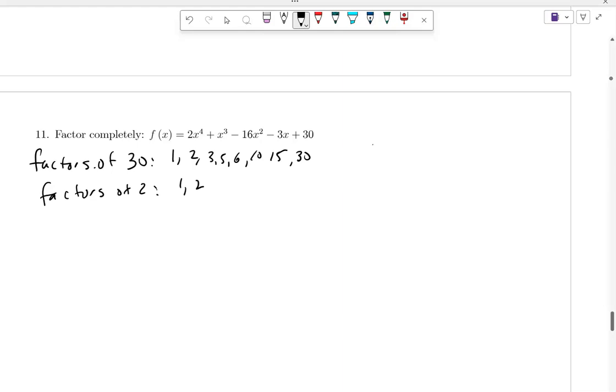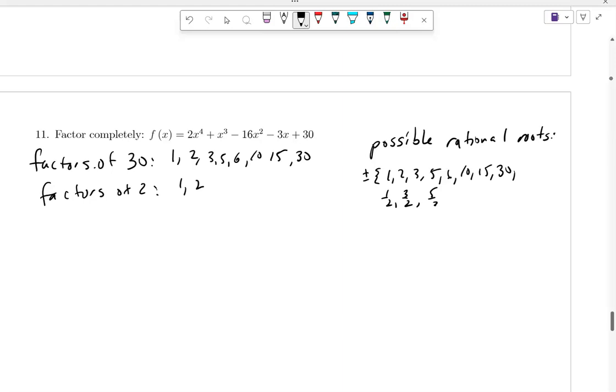So writing out your possible rational roots, what are they? All of them over 1. 1 over 2, 1 again, 3 over 2, 3 again, 10 over 2 is 5, and 15 over 2, and then 15 again. So that's it.